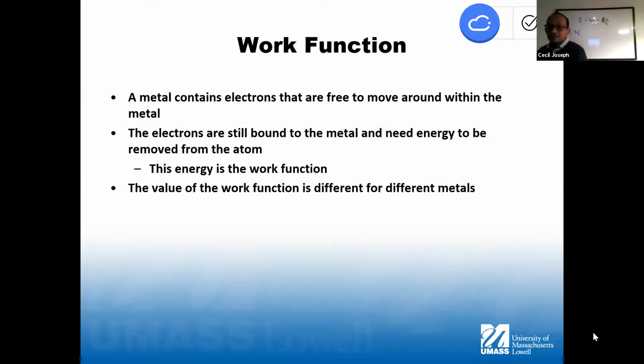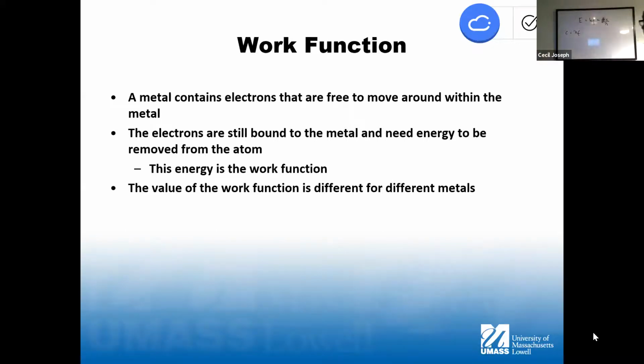Yes, someone asked if one electron is ejected per photon. Correct, that is the picture that this is talking about. This is an interaction of a particle like a photon and the particle electron. So it is a particle-particle interaction. So if I want to eject 10 electrons, I need 10 photons to interact with 10 electrons.